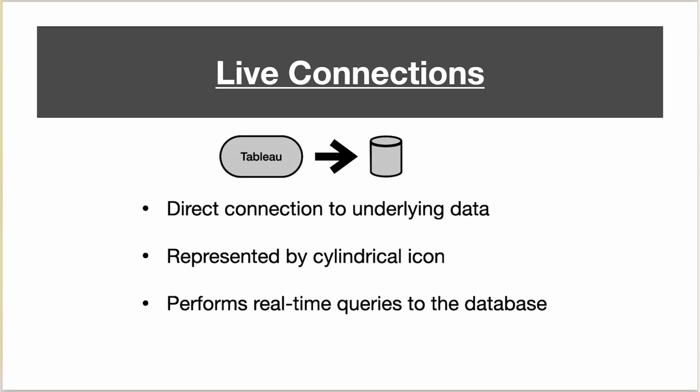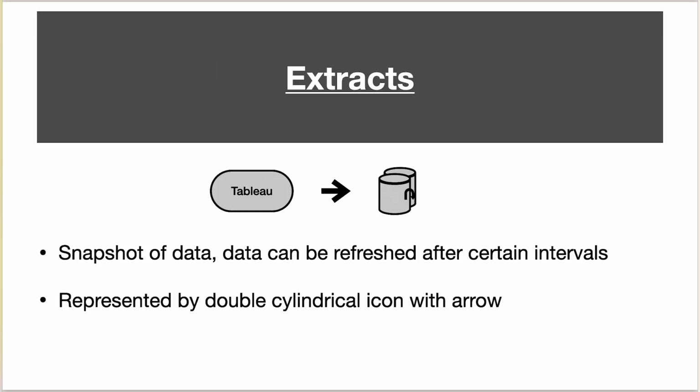So live connection is nothing but the direct connection to the underlying data. That data can be any file, for example, CSV file, Excel file, or it can be a database as well. Live connection is represented using this cylindrical icon. Also, it performs real-time queries to the database. That means, mostly in this case, we will be working with dynamic databases where data is changing more frequently. In that case, we can go for live connection.